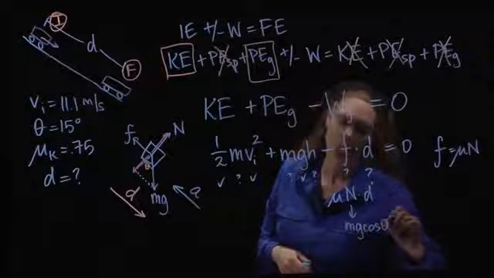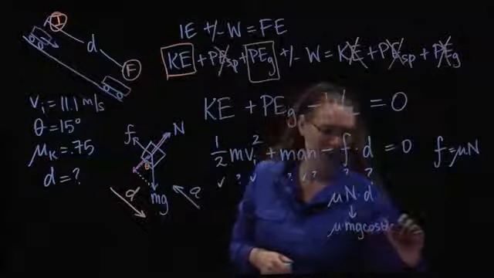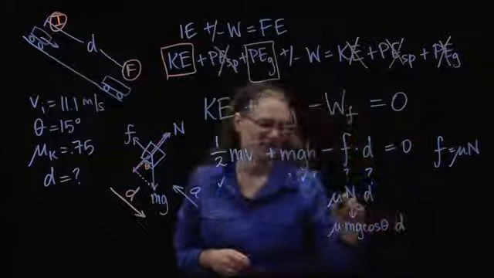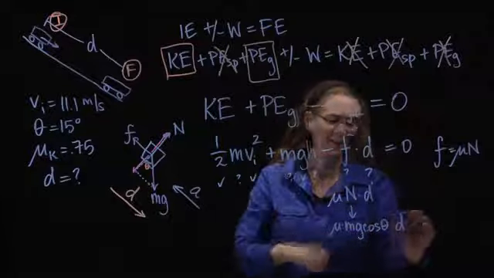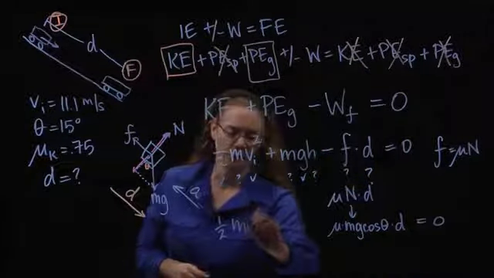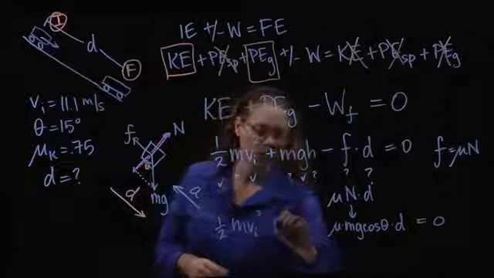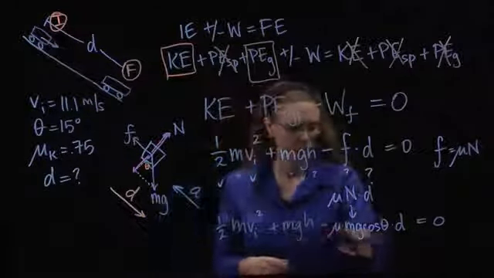And we did this a lot with forces. But now I don't want to lose that mu out front, and I don't want to lose that d on the back. Okay, so that whole term expanded to that. Let's see what else we're missing. So 1/2 mv initial squared plus mgh minus the work done by friction.